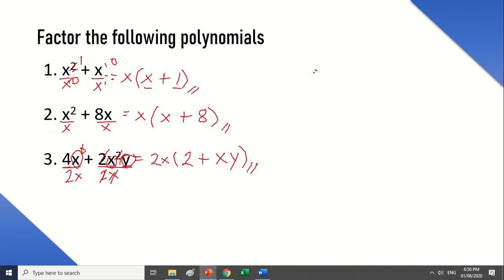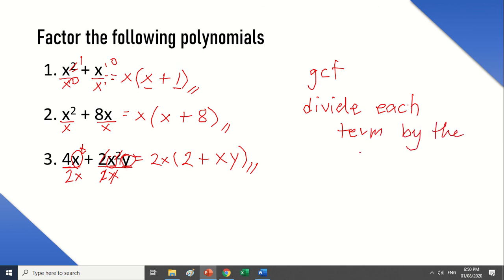So we need to look for the GCF and then divide each term by the GCF. Diba? Madali lang siya. Walang mahirap sa math.